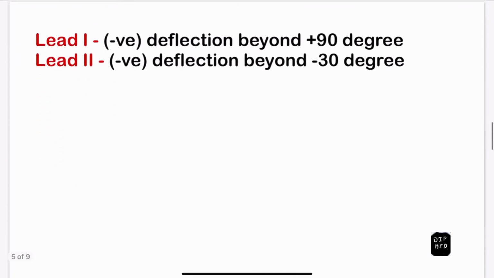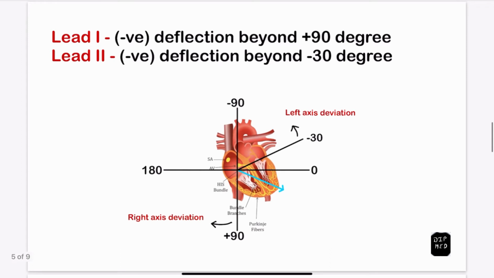Let's recall and understand it carefully. Lead 1 views at 0 degree, and there will be a negative deflection if the QRS axis lies beyond plus 90 degree. Lead 2 views at plus 60 degree, and there will be a negative deflection if the QRS axis lies beyond minus 30 degree, because it is when the electrical signals start moving away from the lead. And if we recall, the normal QRS axis lies between minus 30 to plus 90 degree. If it goes beyond plus 90 degree, it's called right axis deviation.